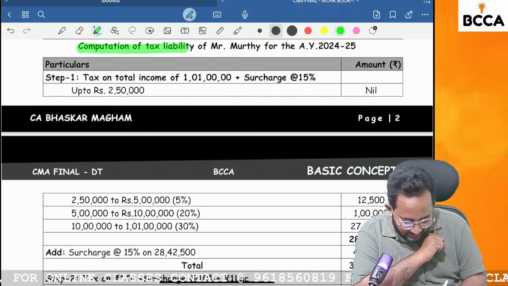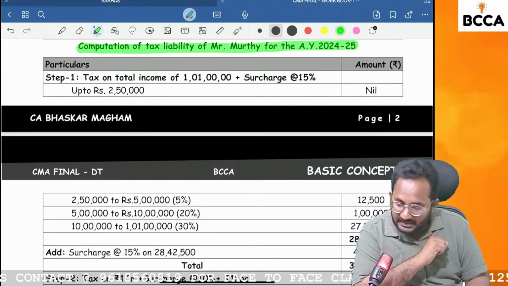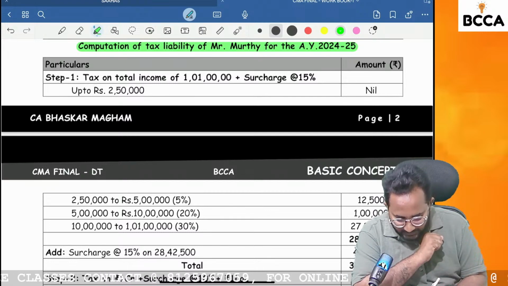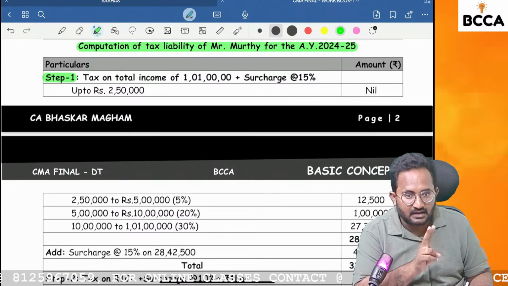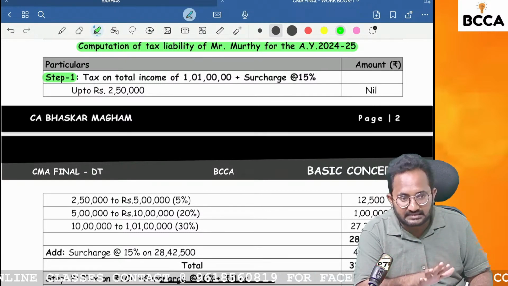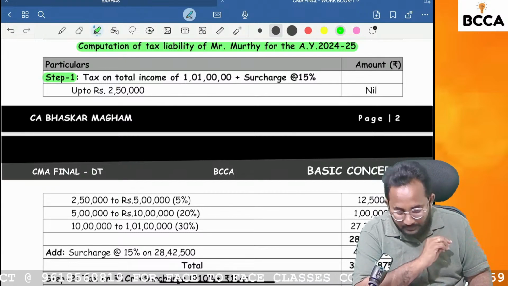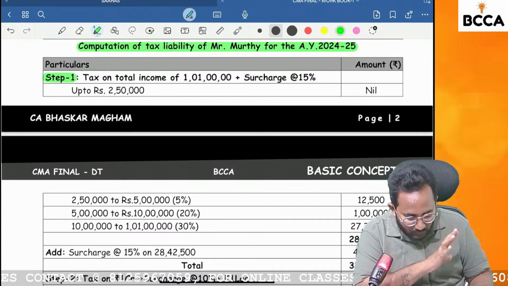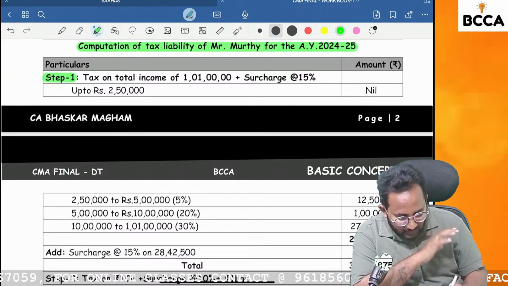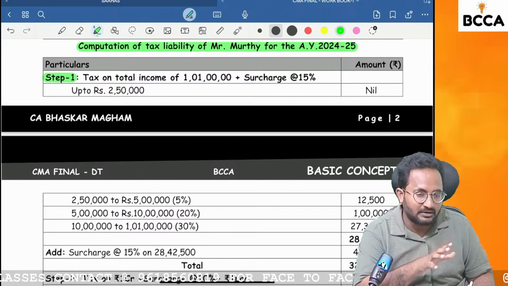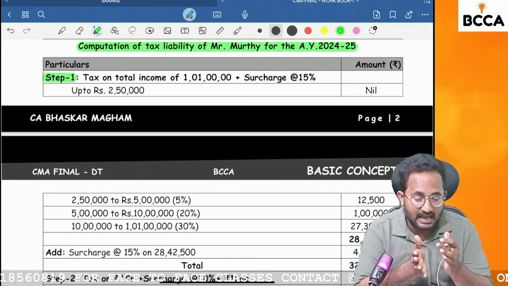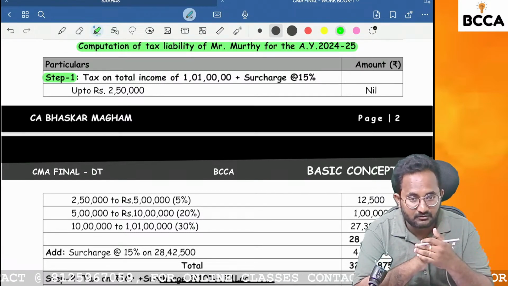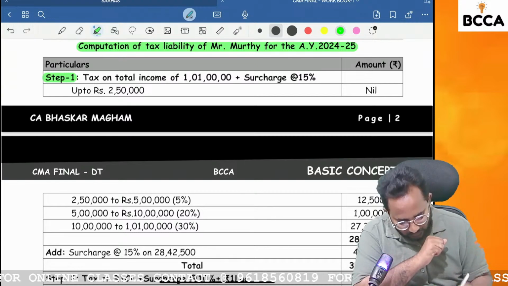Computation of tax liability of Murthy for assessment year 2024-25. Step one: tax on total income, including surcharge. What is the total income? 1 crore 1 lakh. We have to apply the surcharge: income above 50 lakhs up to 1 crore is 10%, and above 1 crore is 15%.